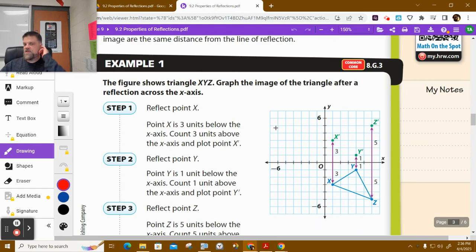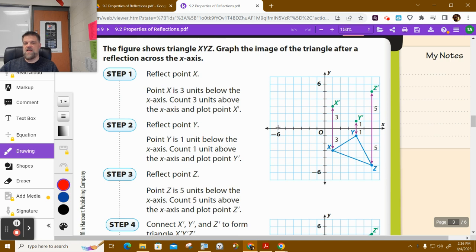Okay, so for example number 1, we have a triangle, X, Y, Z, and then we have to graph the image that's reflected across the x-axis. And so basically what they've done, and I'll just recap it, it says reflect point X. So X is, and let me change so I match their colors. X is 1, 2, 3 lines across from the x-axis.